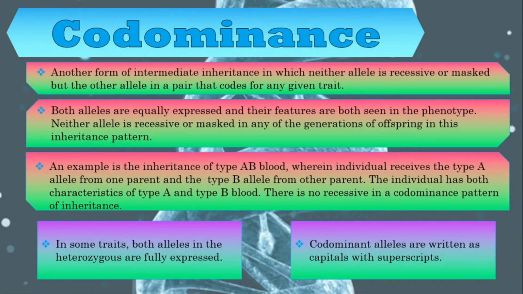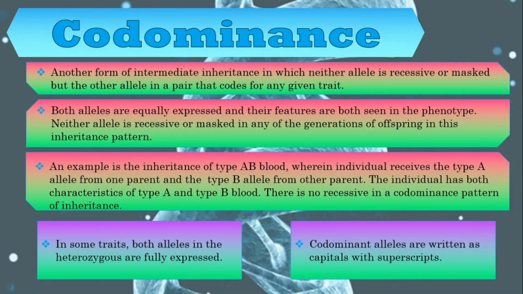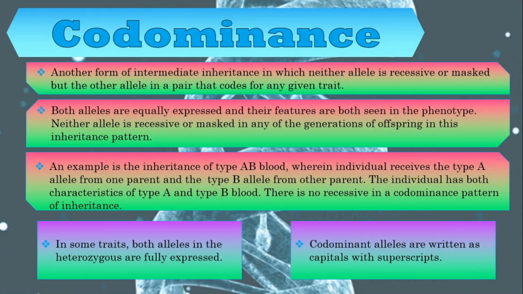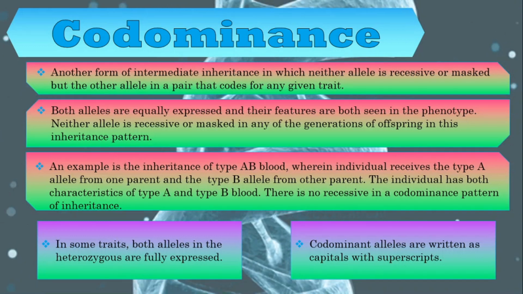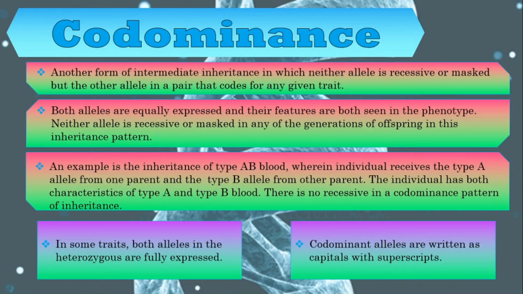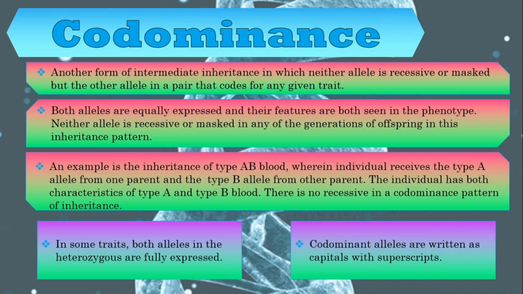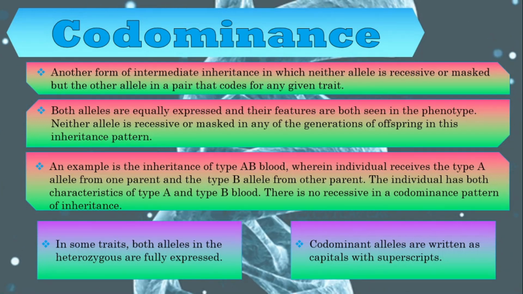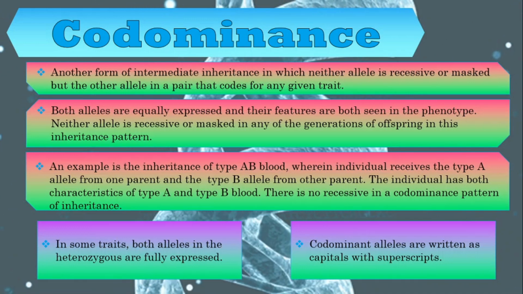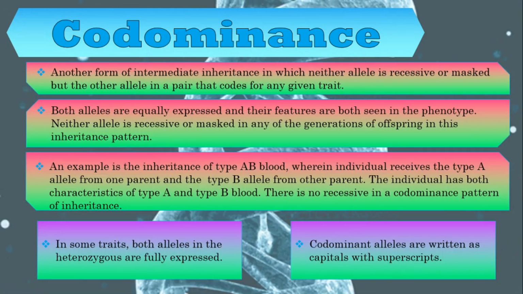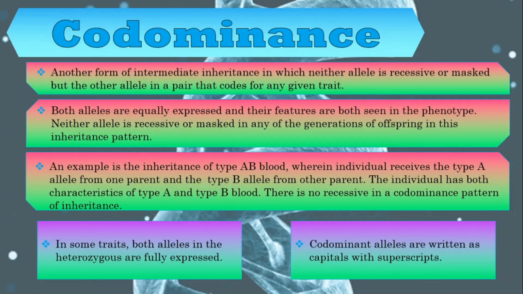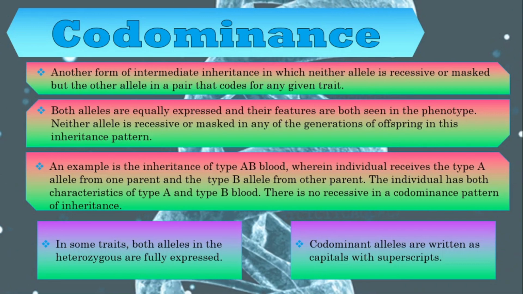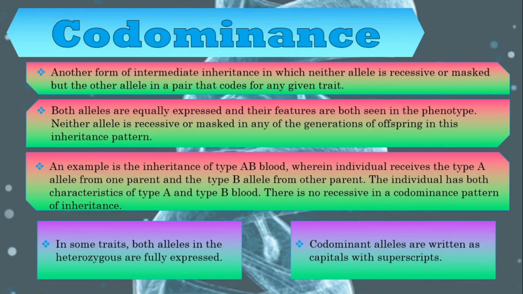An example of codominance is the inheritance of type AB blood, wherein an individual receives the type A allele from one parent and the type B allele from the other parent. The individual has both characteristics of type A and type B. There is no recessive in a codominance pattern of inheritance. In some traits, both alleles in the heterozygote are fully expressed. Codominant alleles are written as capitals with superscripts.